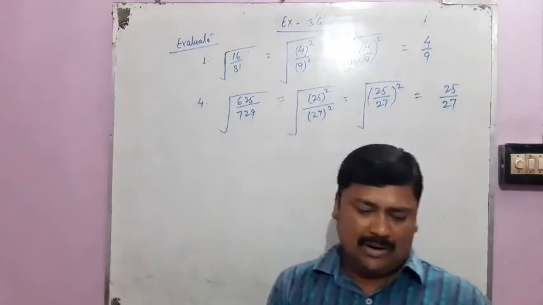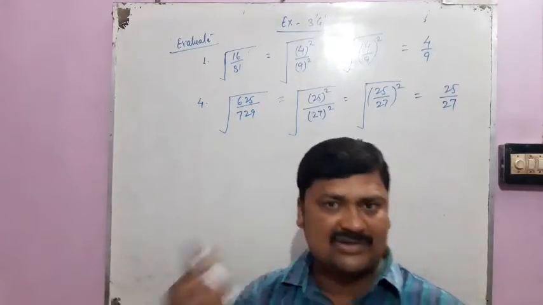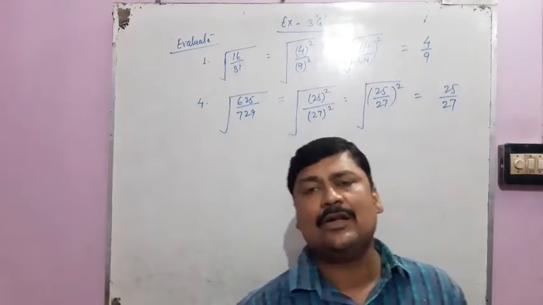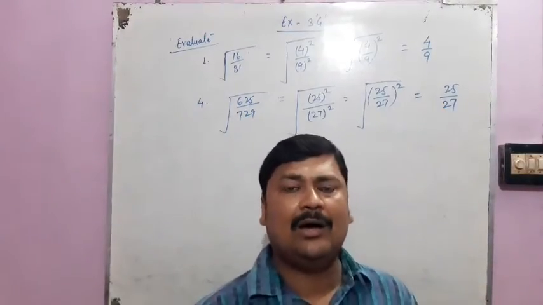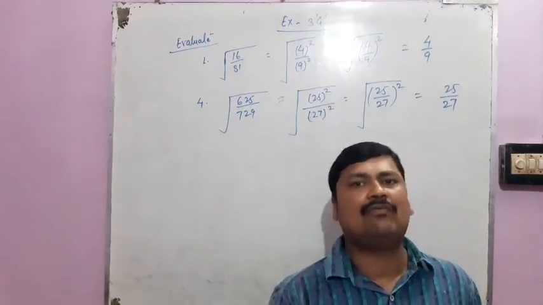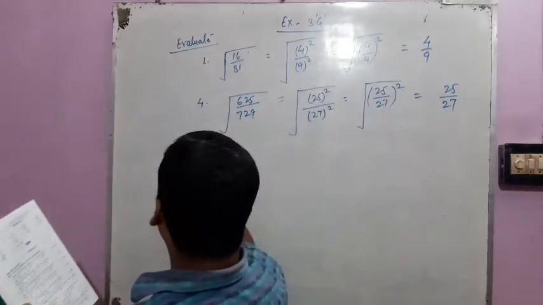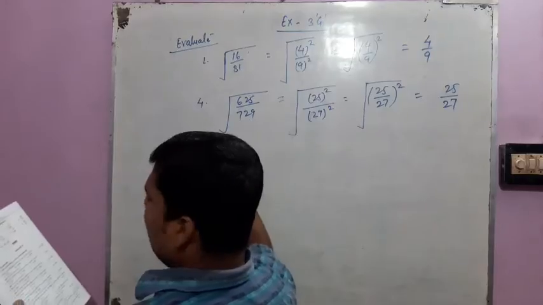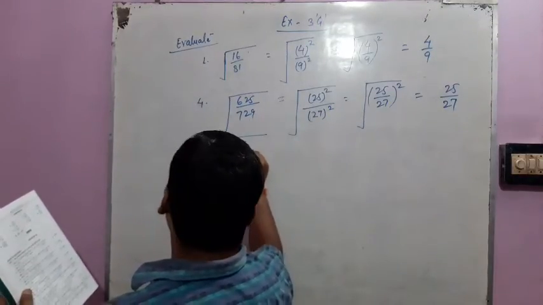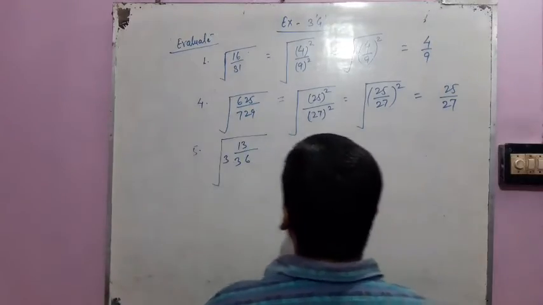Now some questions are given here in the form of mixed fractions under the square root, and that square root you have to also find. For that, students, first you have to write the mixed fractions in the form of an improper fraction, and then you have to find the square root. For example, look here, in question number 5, it is given to find the square root of 3 whole 13 by 36. What do we have to do first here?